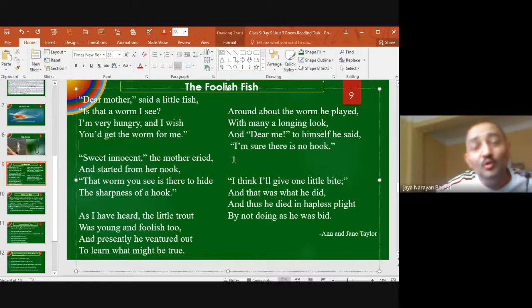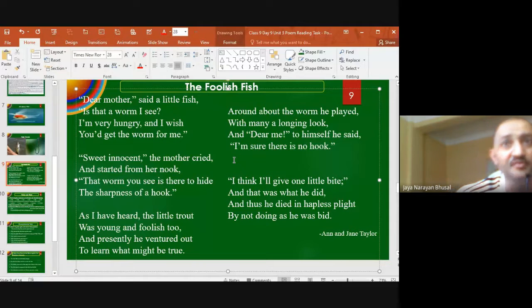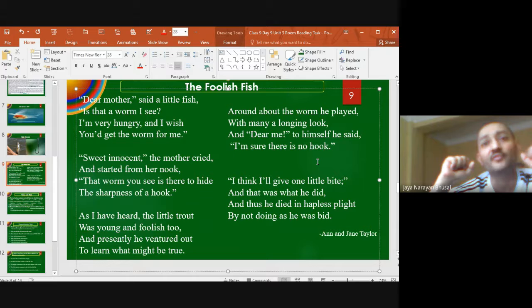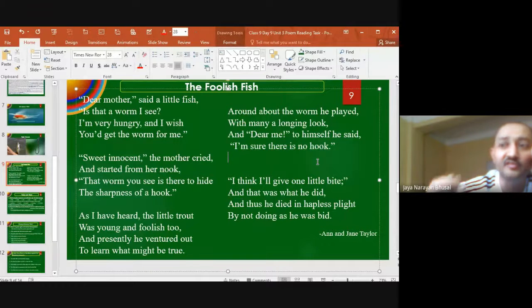You can also look at this poem from the perspective of our society. Our society is a toxic society. There are many people who try to put us in trouble and traps. So we should be alert, we should be careful, and we should observe everything carefully before we make the right decision. That's what we learn from this poem, right?